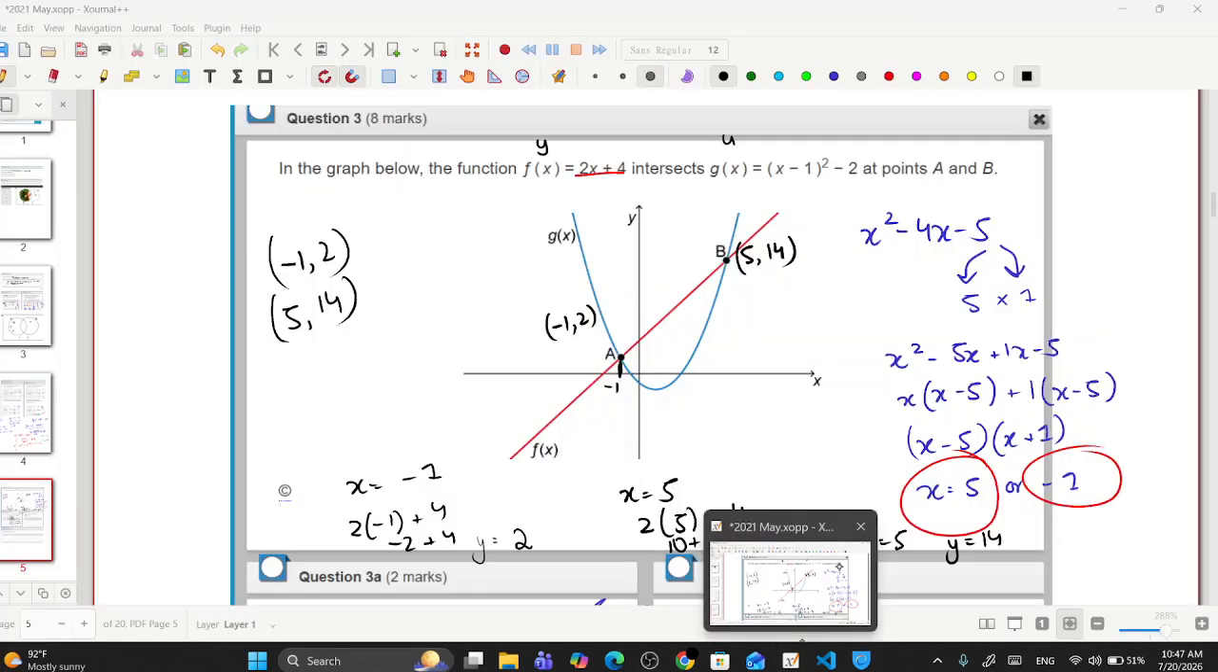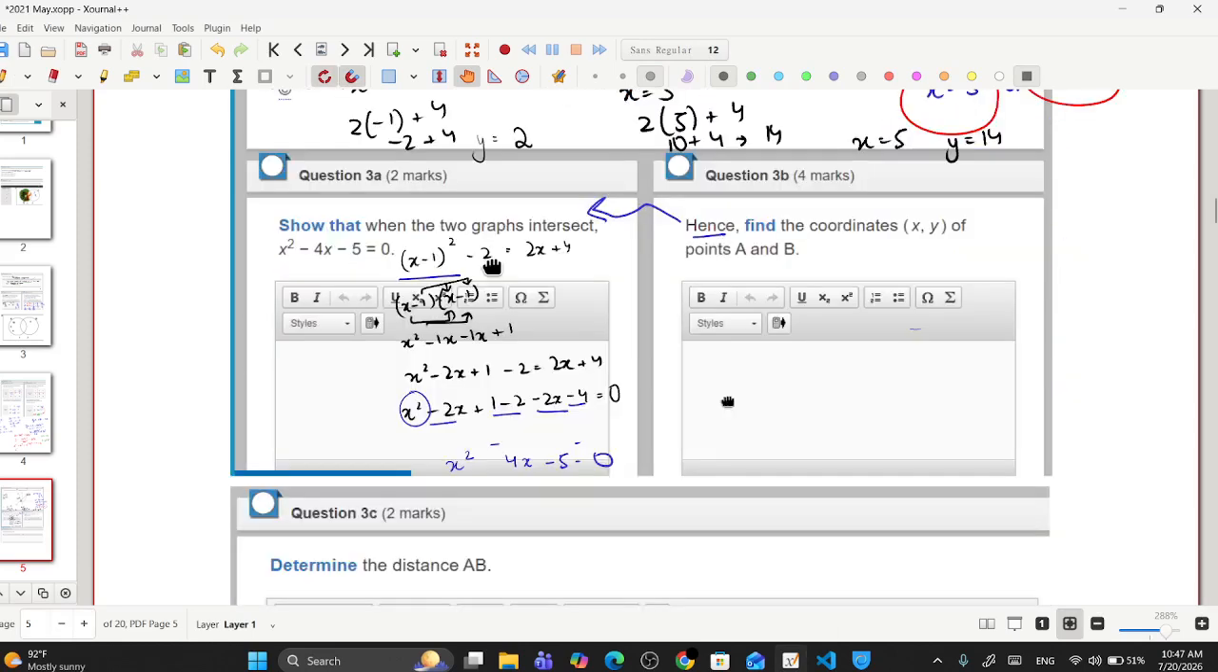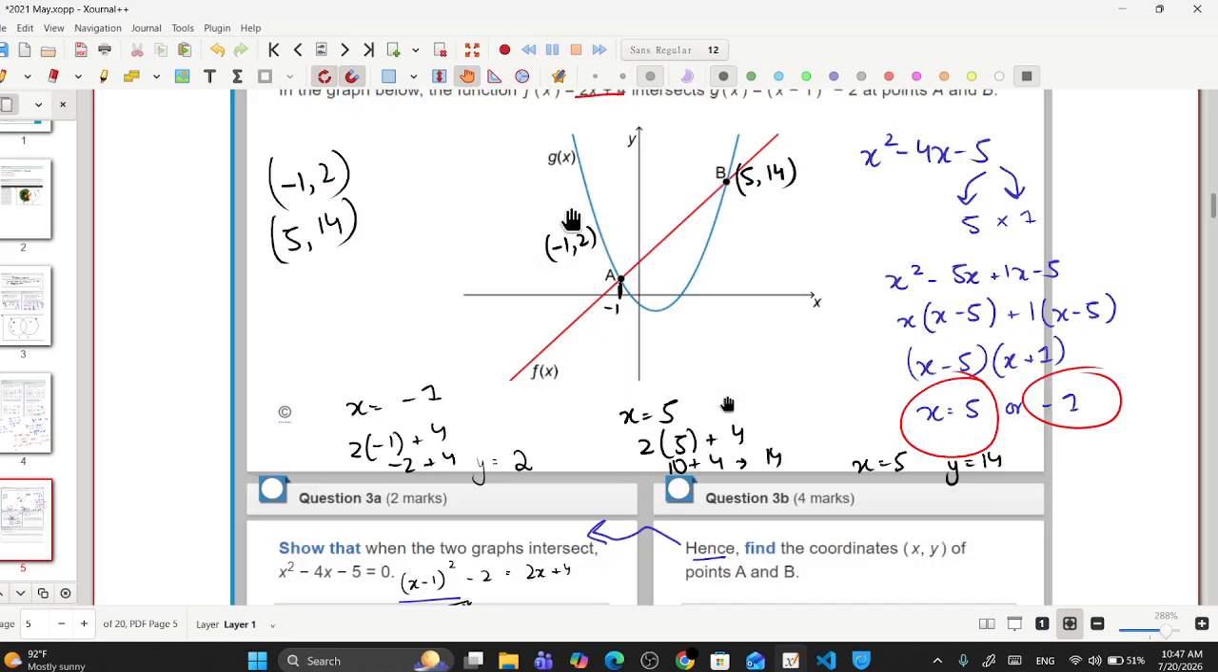Then the last part says determine the distance AB. All right, this part is basically coordinate geometry, completely coordinate geometry. So this is going to be labeled as x1, y1, and this is going to be labeled as x2, y2. You don't have to solve this. I'm just solving it for the audience.